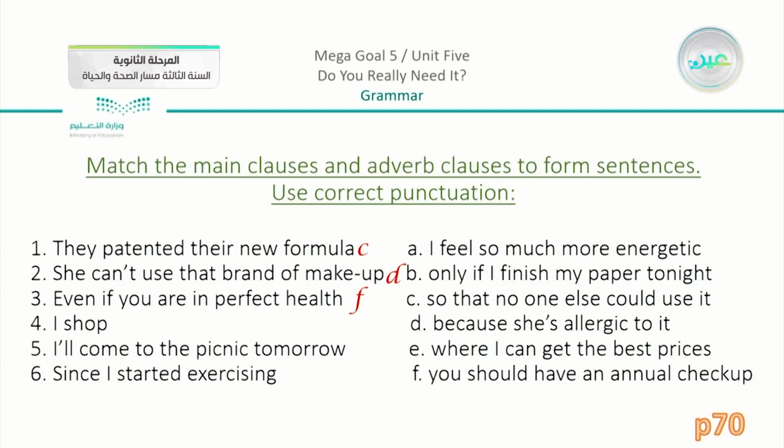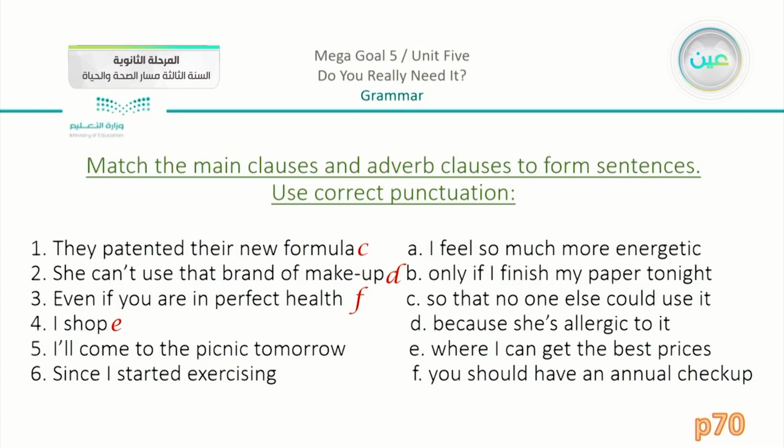Then we have in number 4, I shop. So there is something about shopping, and there is the subject, which is I. So we have here I shop. We can see that E is matchable here. Why? Because we have here something about the best prices. So I shop where I can get the best prices.